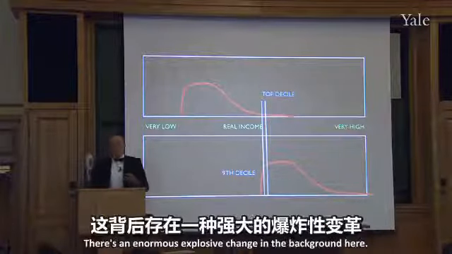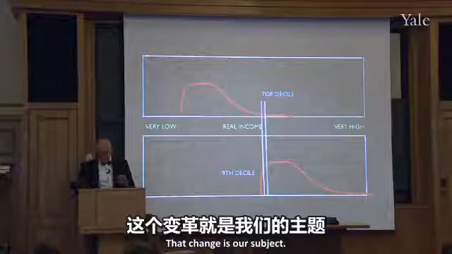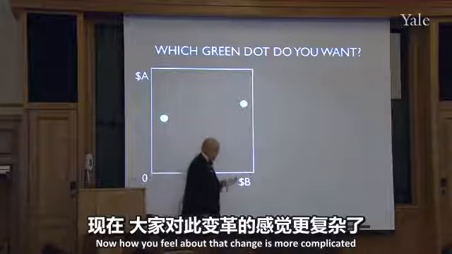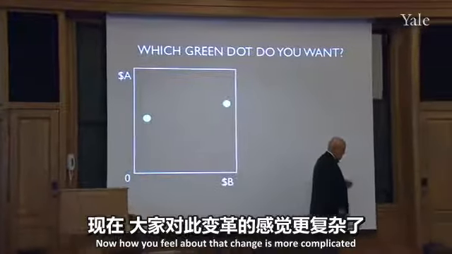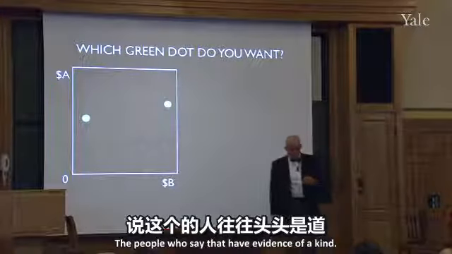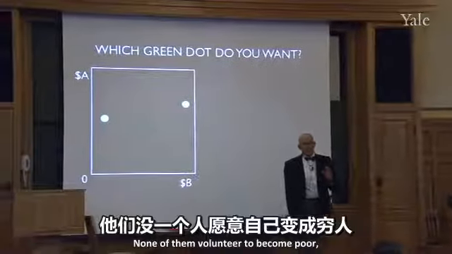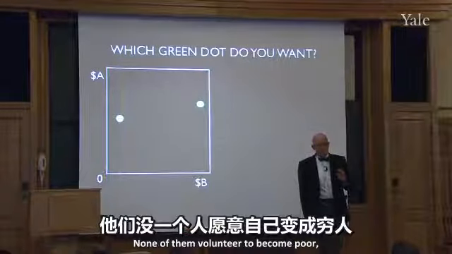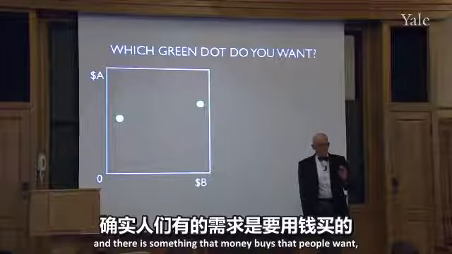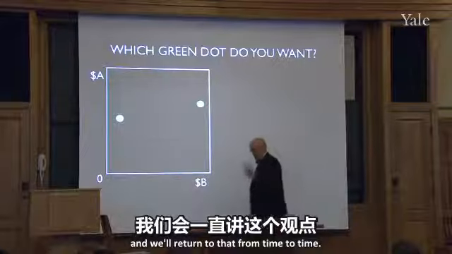So there's an enormous explosive change in the background here. And that change is our subject. Now, how you feel about that change is more complicated. And we often hear that money doesn't buy happiness. The people who say that have evidence of a kind. None of them volunteer to become poor. And there is something that money buys that people want. And we'll return to that from time to time.